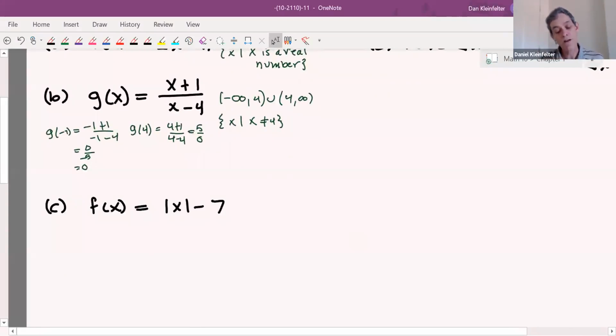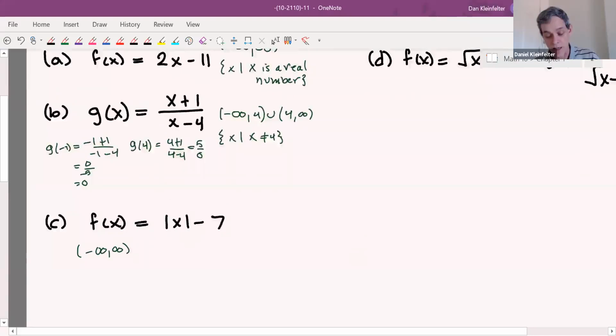Okay. For C, we're interested in the absolute value of a number, minus 7. Can you take the absolute value of any number you want? Yeah, you sure can. So all real numbers for this one as well.